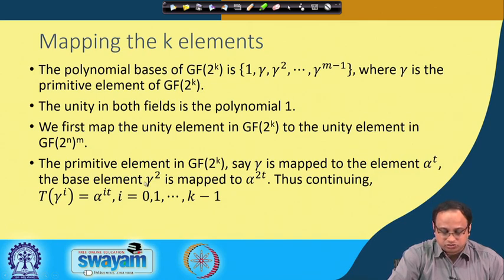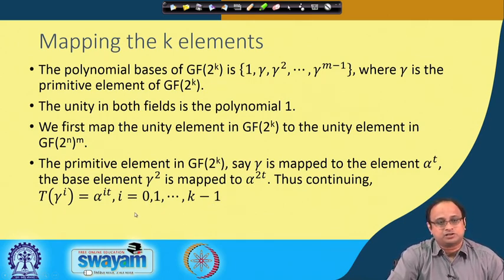Okay. So now what I do is that I map gamma to alpha to the power of t, and then I map gamma squared to alpha to the power of 2t, and likewise I continue this and I map gamma to the power of i to alpha to the power of it. That means I do this for all i values from 0 to k minus 1, I do it only for k values. And if I have done that, then my entire mapping is decided.